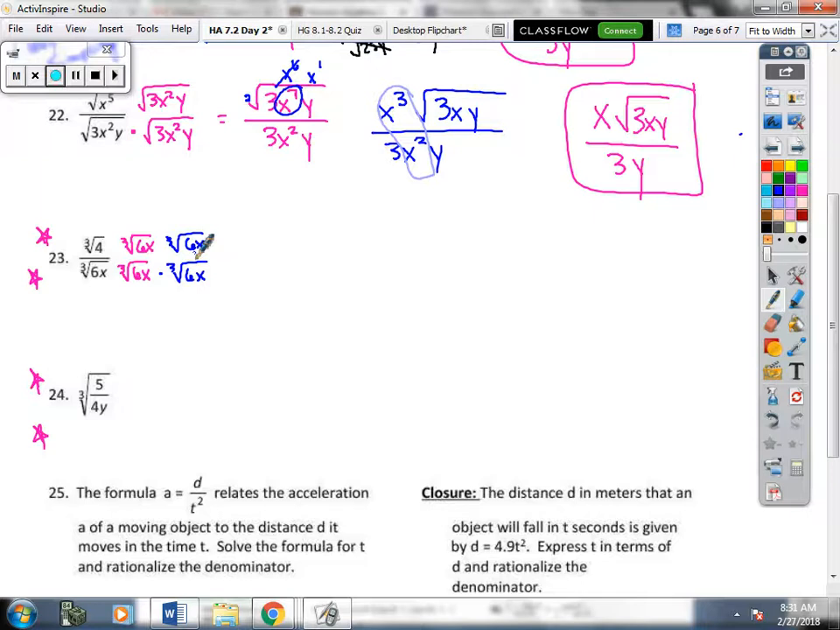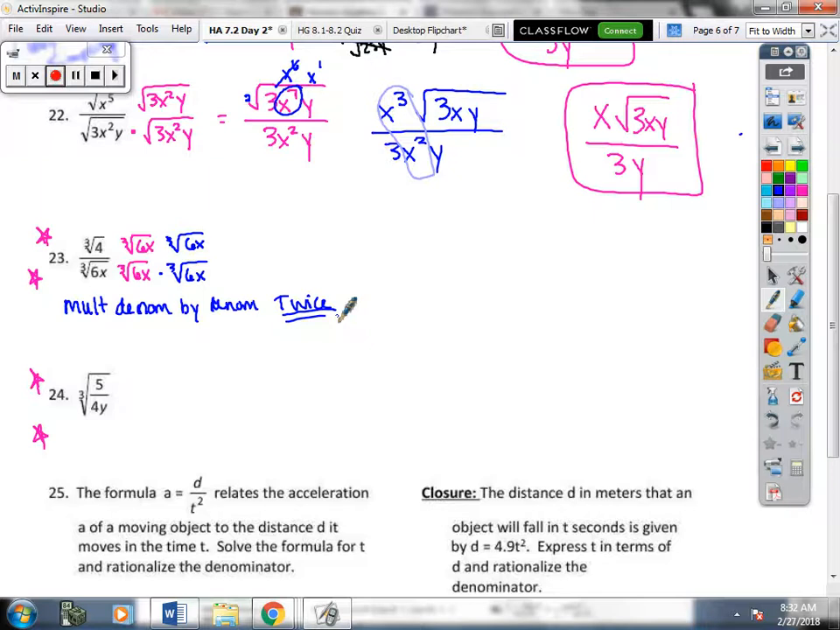Okay, so jot down in your notes, multiply denominator by the denominator twice. Now if it were a 4th root, you'd have to multiply by it 3 times so that you'd have 4 of them because it's an index of 4.